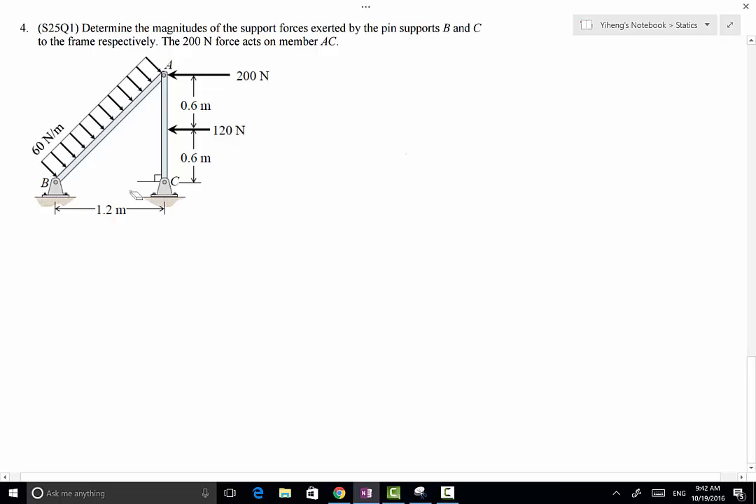So the frame is subjected to a 200 Newton force acting on member AC, not on the pin, a 120 Newton force also on member AC, and also a distributed load along member AB, which can be replaced by a concentrated force with a magnitude of 60 multiplied by this length right here, which is 1.2 times square root of 2, and that equals about 101.8 Newton.